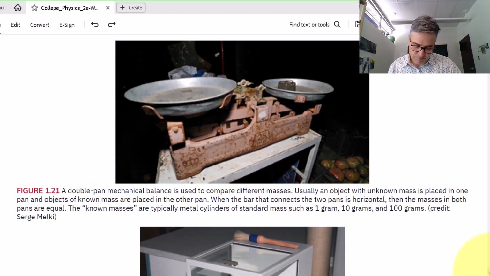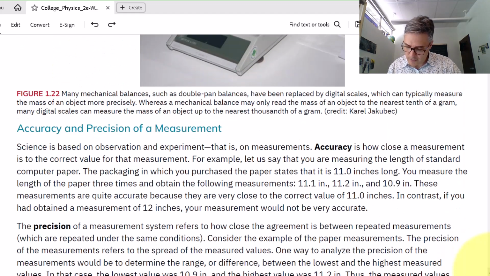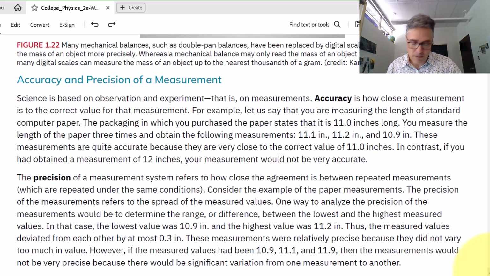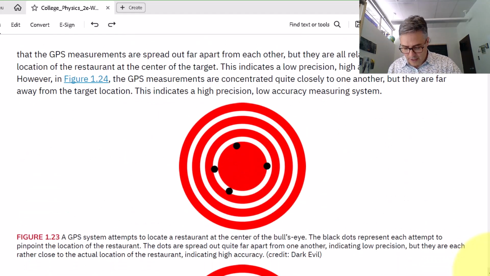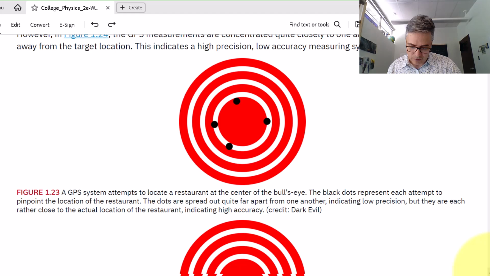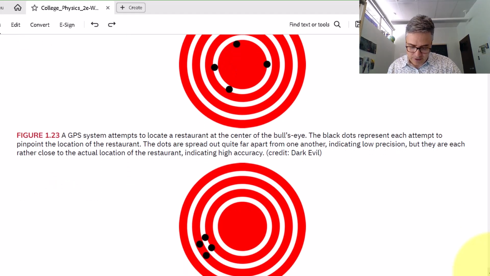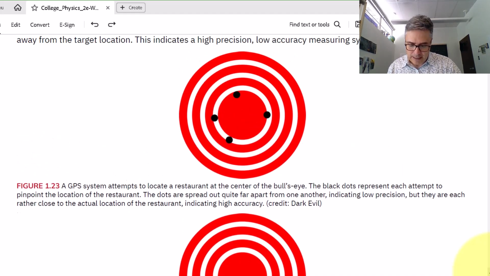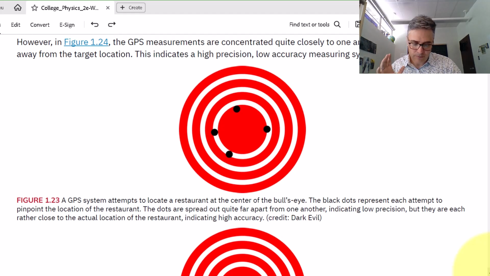So there's a pan balance versus a spring balance. It talks about accuracy versus precision. One nice way I think some people look at that is this is a GPS. So the idea is that you're trying to find, using these radio waves that connect to satellites, your position, where the real center of the bullseye is your actual position, and there's 4 different measurements.